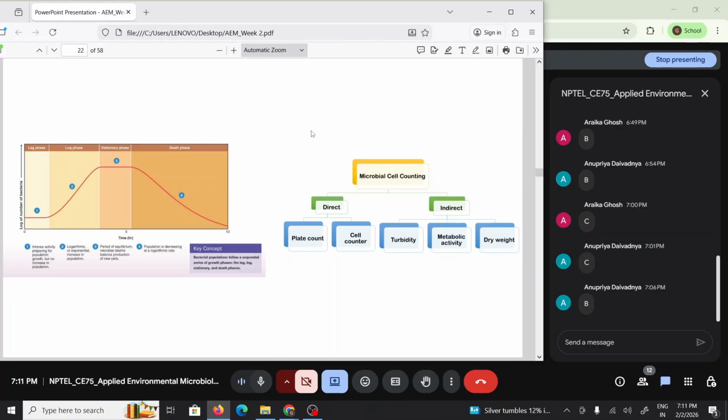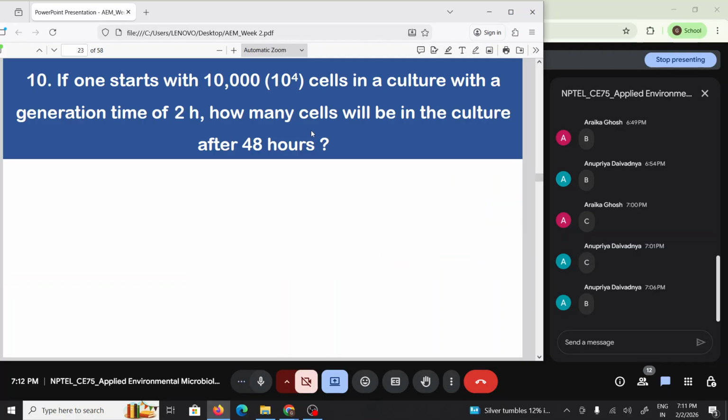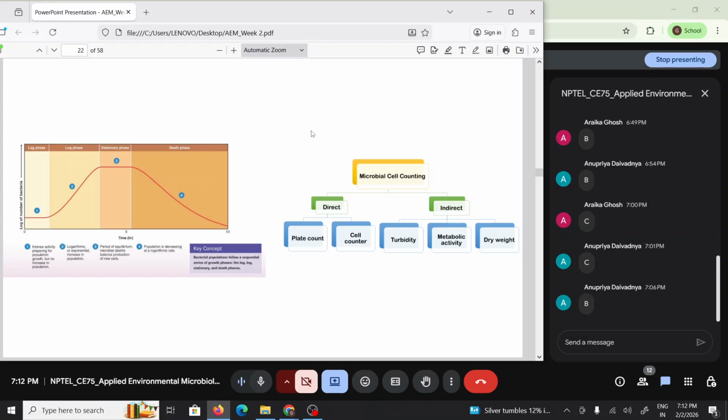You just assume that if there is this turbidity or this absorbance value, then this amount of growth could have happened. So you indirectly correlate, you don't directly count the number of cells in them. Whereas in the plate count method, you're going to count the cells that are growing in your plates. So yes, with that we'll move to the next topic.